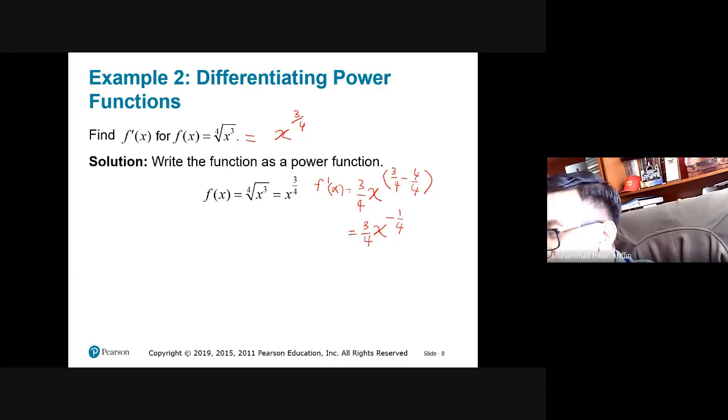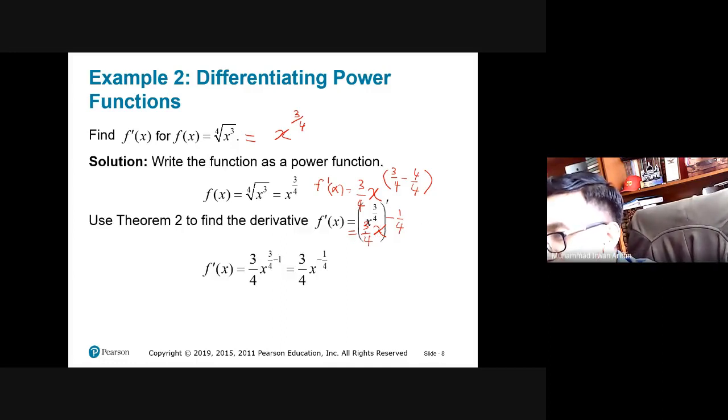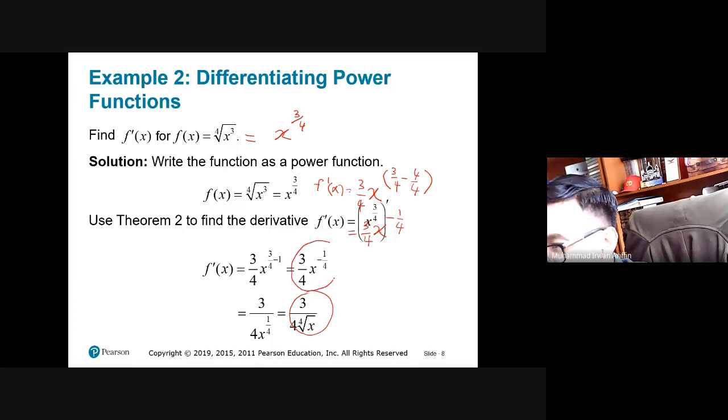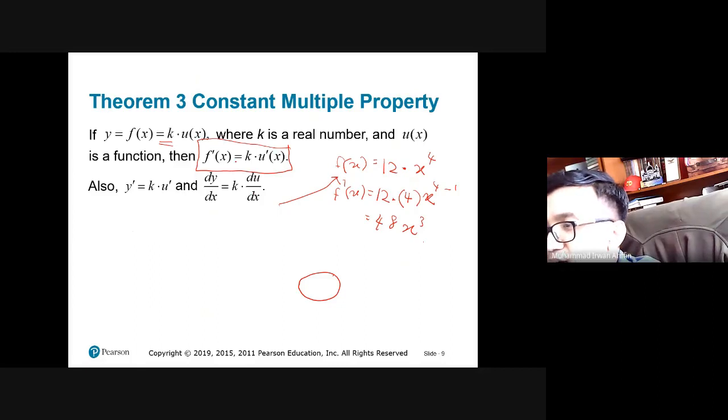Of course, you can rewrite this in a more elegant way, which is this. But you can simply leave your answer like this. This is already acceptable in exam.